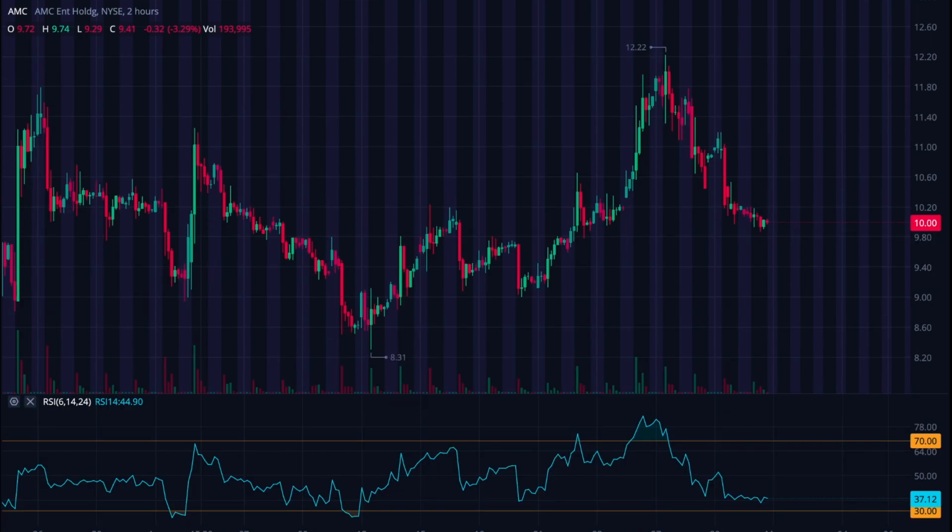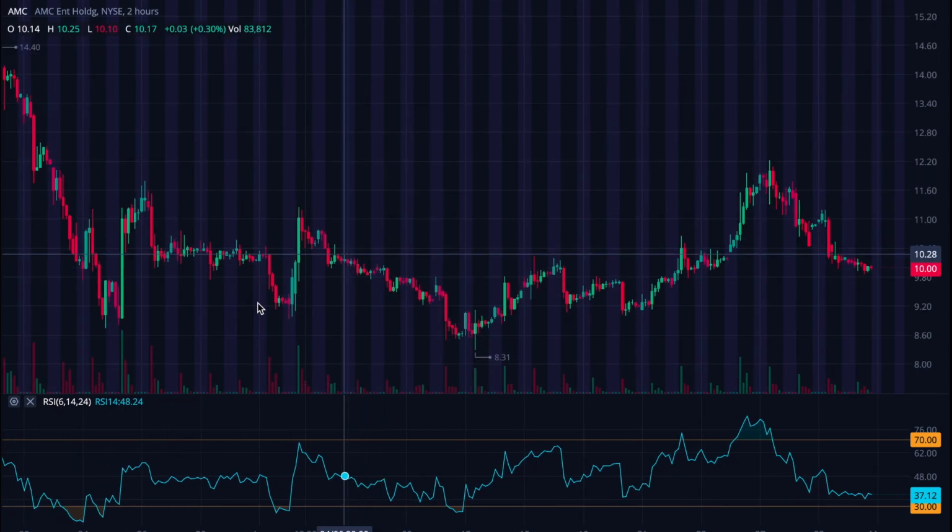RSI is pretty close to being oversold, so 30 is considered oversold. Right now it's at 37, and as you see, the oversold previously has triggered some pretty big bullish runs. So it was oversold here, big bullish run. It was oversold here, it got a nice bullish run. So something to look out for.